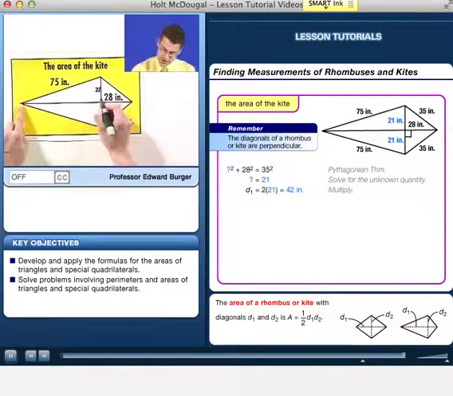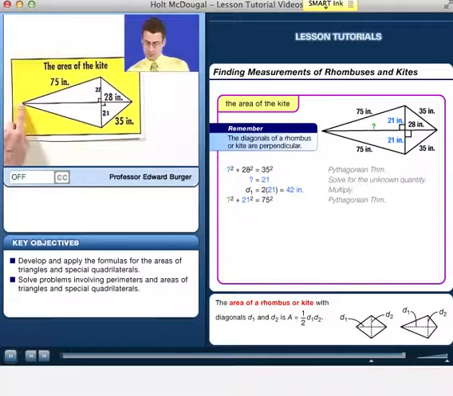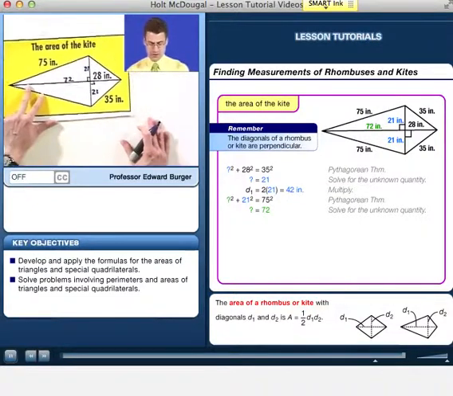Well, look, I've got another right triangle. I know this is 21. I know the hypotenuse is 75. And so actually, I can use the Pythagorean theorem to figure out this length, because this length squared plus 21 squared equals 75 squared. When we solve that, I see this length is 72. And so what do I see? Well, now I've got all the information I need.